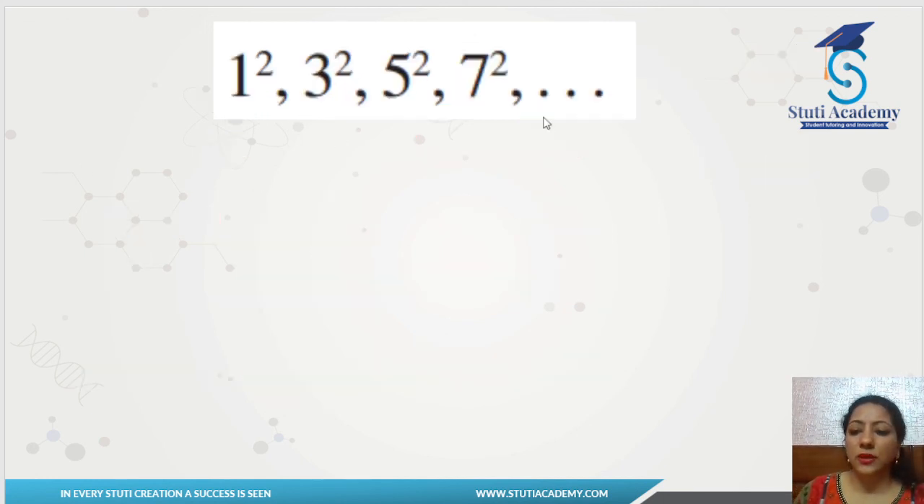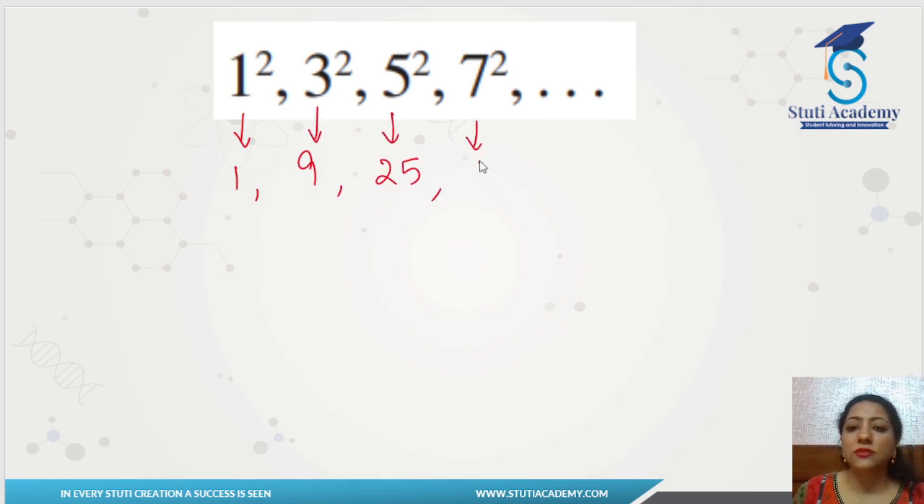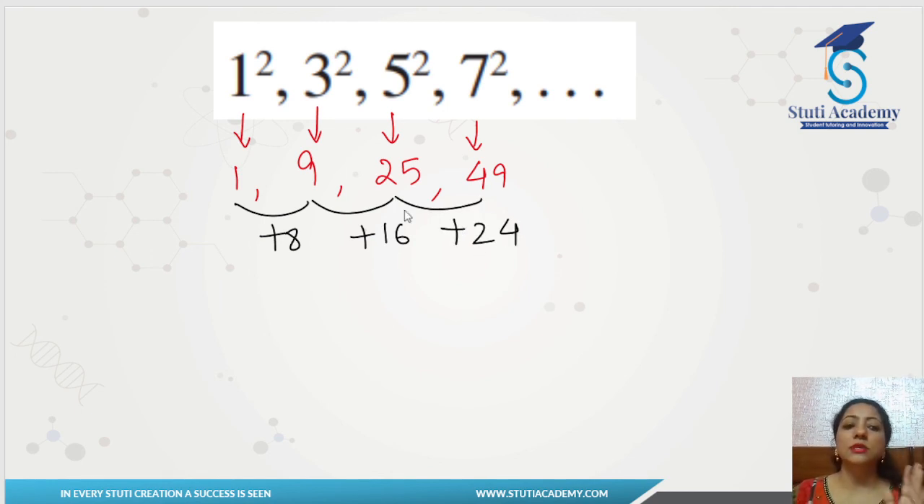Now we have this one. 1 square, 3 square, 5 square, 7 square. So this is actually 1, this is 9, this is 25 and this one is 49. So clearly here we are adding 8, here we are adding 16, here we are adding 24. We are adding different numbers every time. So it is not an arithmetic progression.